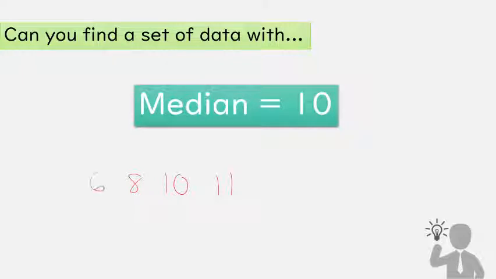You could have put another number here, 6 and 12. Notice I have to put one on each side of the data, because then if I found the median, remember we cross them out and I'd be left with 10. So any set of data that, when it's in the right order, has 10 as the middle number.